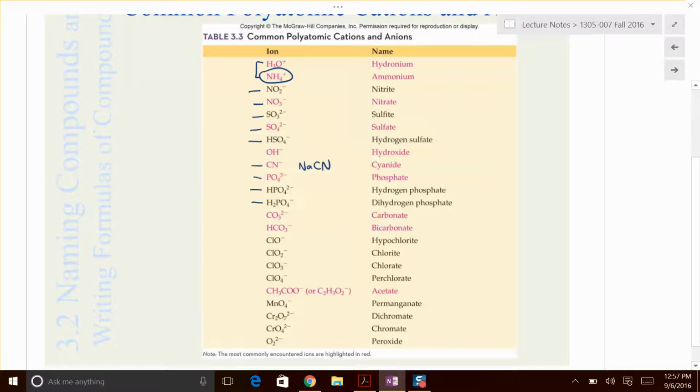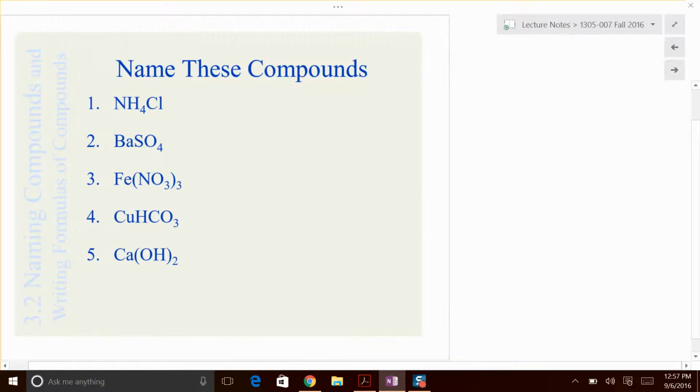All right, let's name these. Write them down and then I'll put it back on the chart so you can look at it. Go ahead. NH4Cl, BaSO4, FeNO3, CuHCO3, and CaOH. Write those down and then we'll go back and name them.